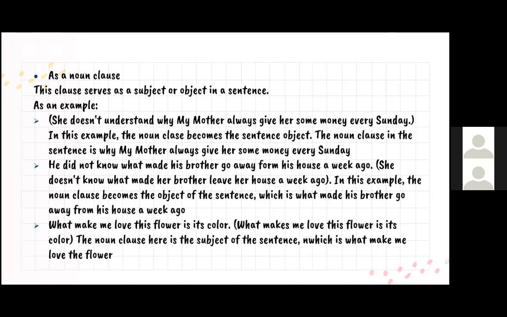And the second is he didn't know what made his brother go away from his house a week ago. In this example, the noun clause becomes the object of the sentence, which is what made his brother go away from his house a week ago. And the third is what makes me love this flower is its color. The noun clause here is the subject of the sentence, which is what makes me love the flower.